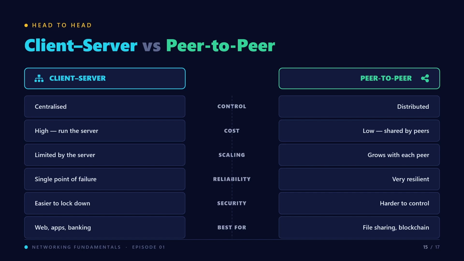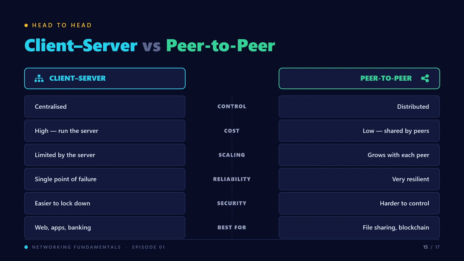So, head to head: client-server is centralized, peer-to-peer is distributed. Client-server costs more because someone has to run that server. P2P spreads the cost across everyone. Client-server is limited by the server. P2P actually gets stronger with every peer that joins. Client-server has the single point of failure. P2P is wonderfully resilient, but client-server is easier to lock down and secure, while P2P is harder to control.